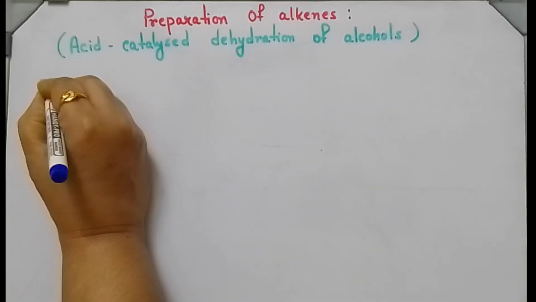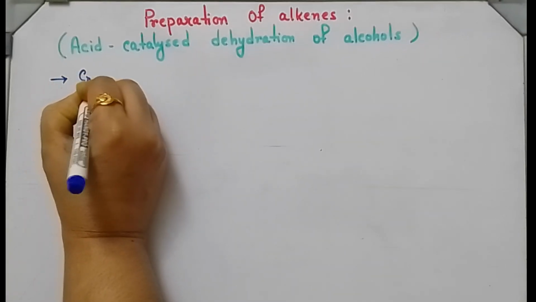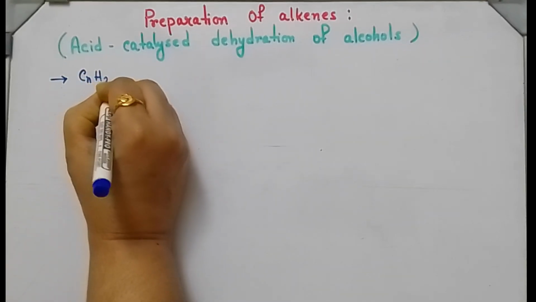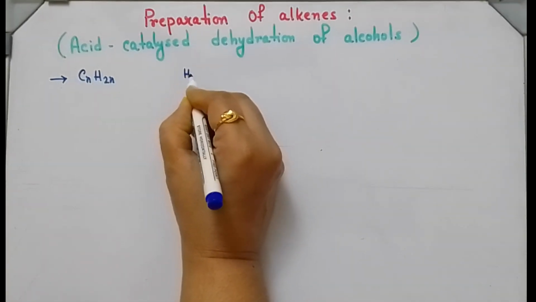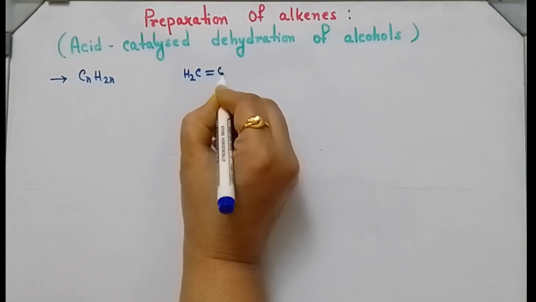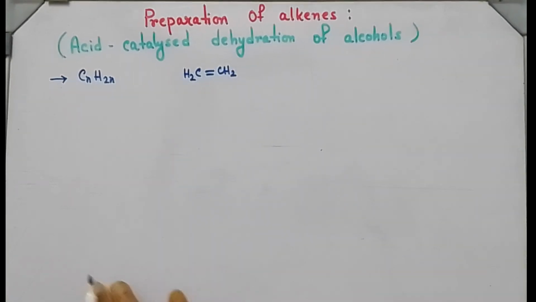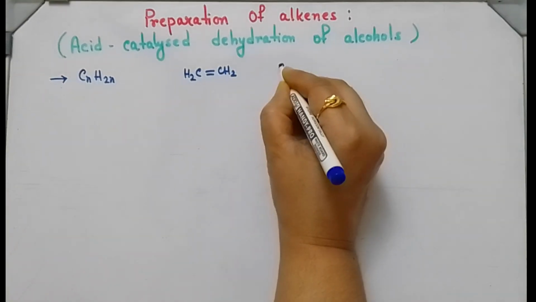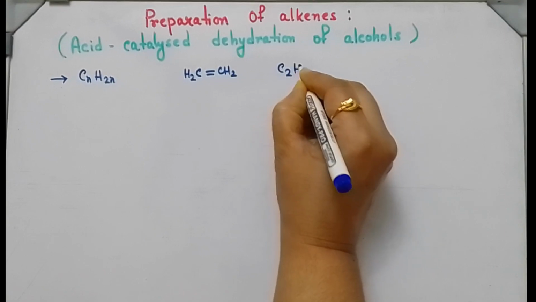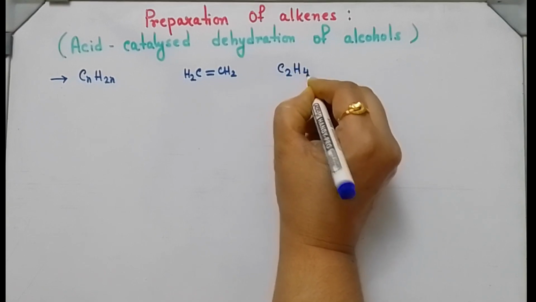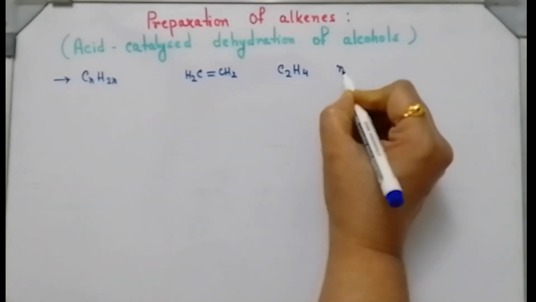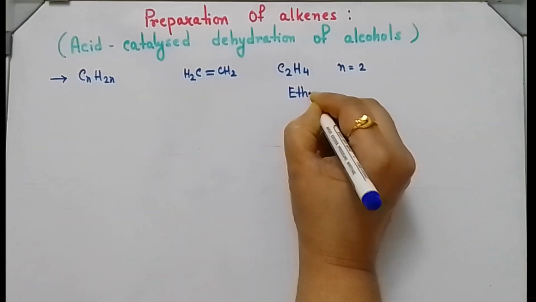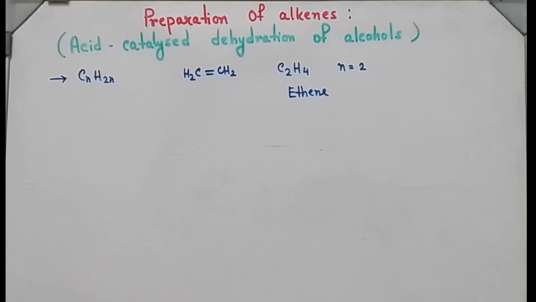Its general formula is CnH2n. For example, if you are having CH2=CH2, how many carbon atoms are there? 2 carbon atoms are there. How many hydrogens? 4 hydrogen atoms are there. So here n is equal to 2. Its IUPAC name is ethene.